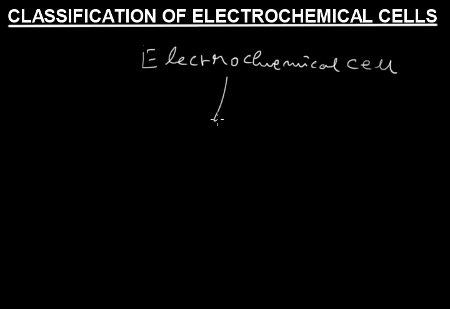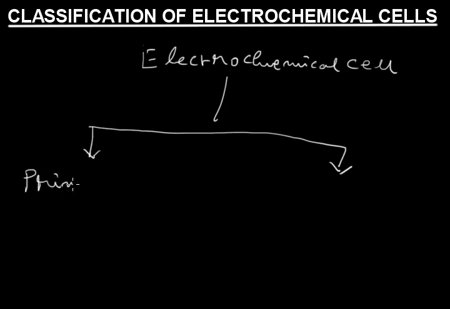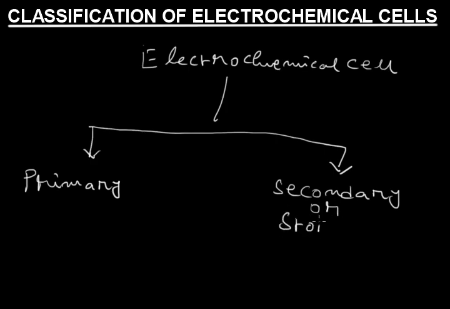Now, these electrochemical cells are classified in two categories. One is called primary cell, and the other is secondary or storage cell. Now, what is a primary cell?